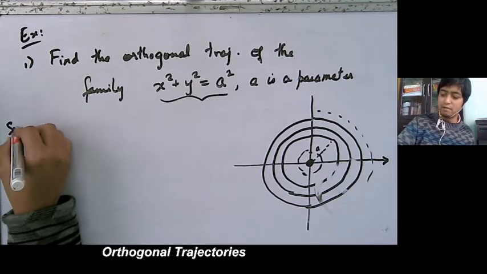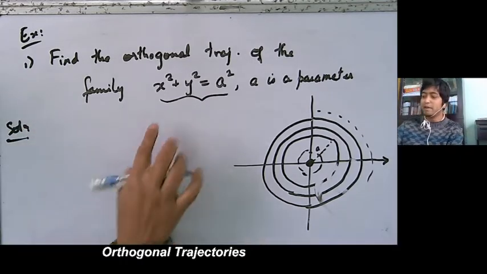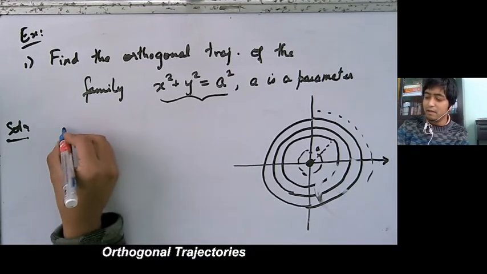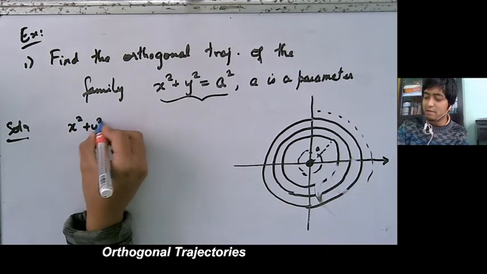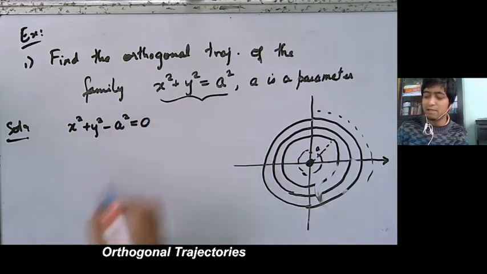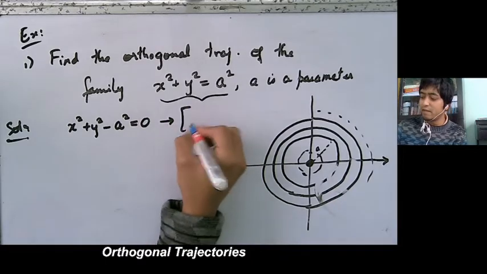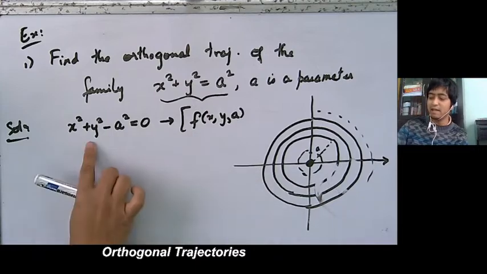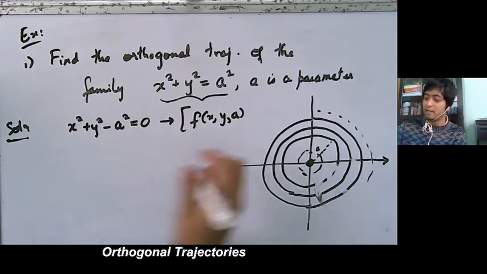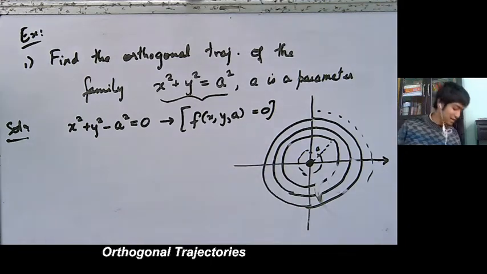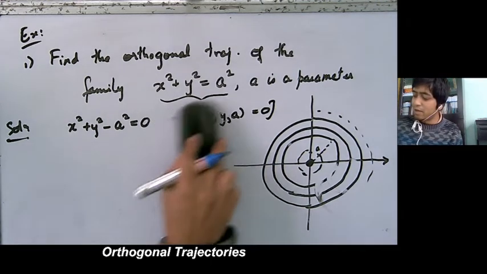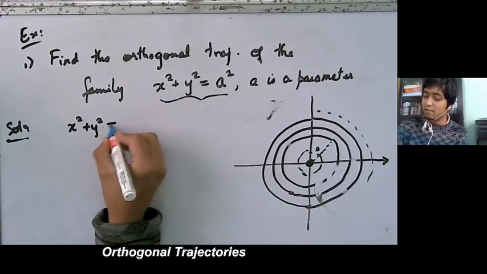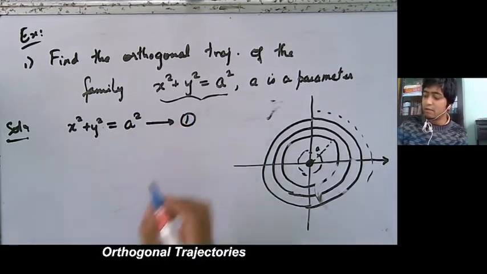So solution. That is why I'm writing this one as f(x, y, a) equal to 0. Remember the first step. We can write this one as x squared plus y squared minus a squared equal to 0, which is of the form f(x, y, a). It is a function of x, y, and a as well, equal to 0. We can write it in this way, or we can just leave it as it is, x squared plus y squared equal to a squared. It's the given family.